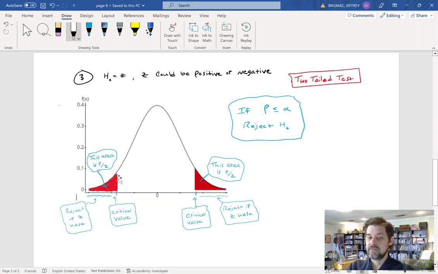The critical value marks the beginning of each region. We would reject if z was to the left of this one or to the right of that one. But the area of each tail is p over 2. If you double that, you get p. If p is less than or equal to alpha, we reject the null hypothesis.